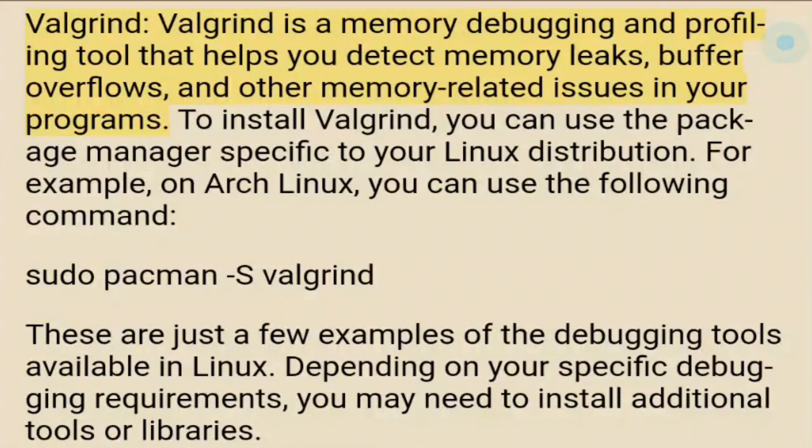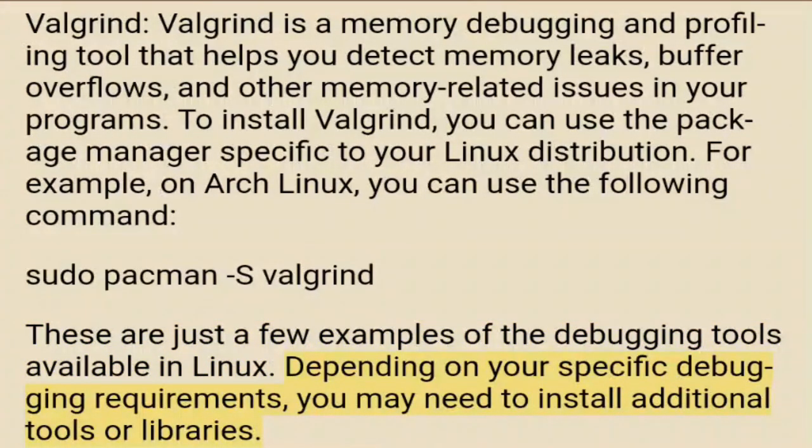Valgrind. Valgrind is a memory debugging and profiling tool that helps you detect memory leaks, buffer overflows, and other memory-related issues in your programs. To install Valgrind, you can use the package manager specific to your Linux distribution. For example, on Arch Linux, you can use the following command: sudo pacman -S valgrind. These are just a few examples of the debugging tools available in Linux.